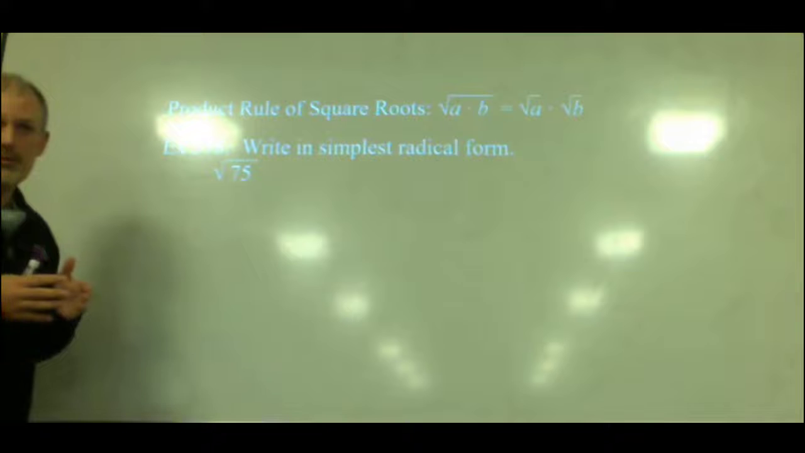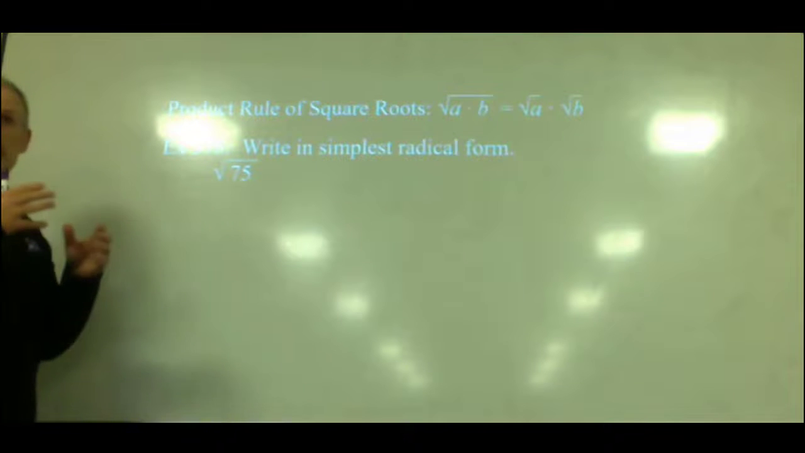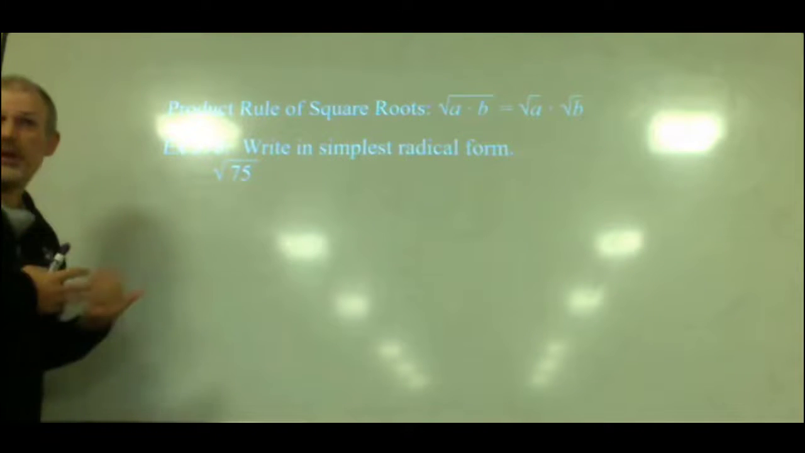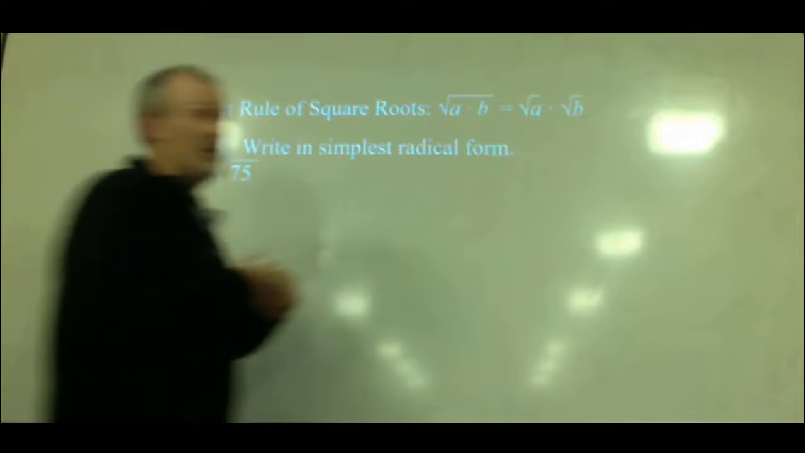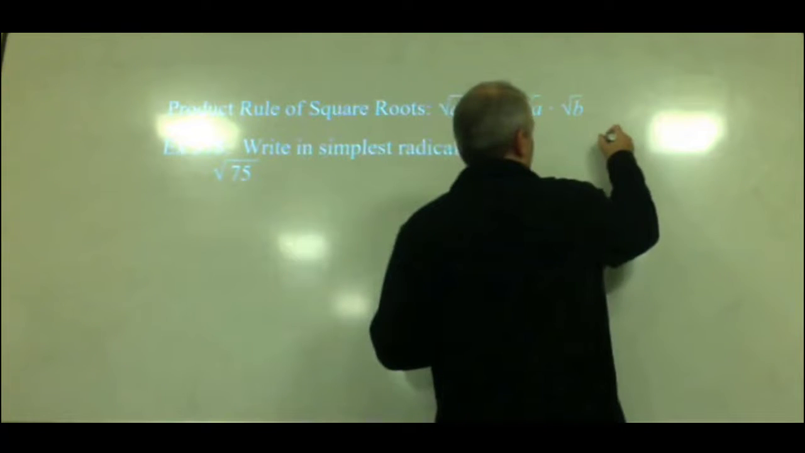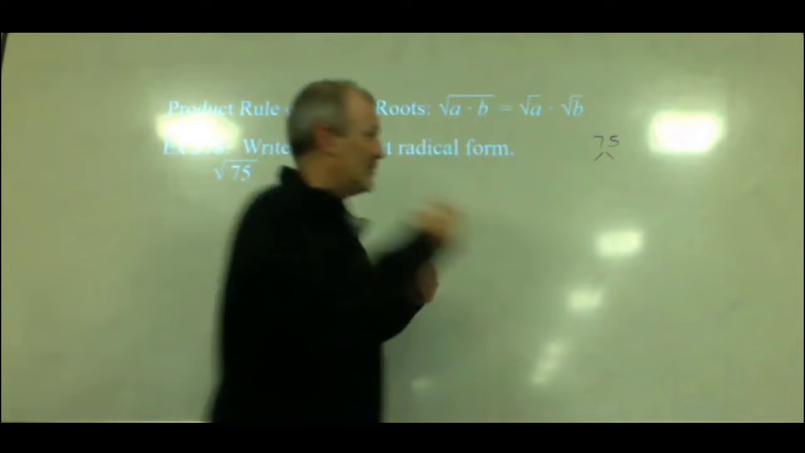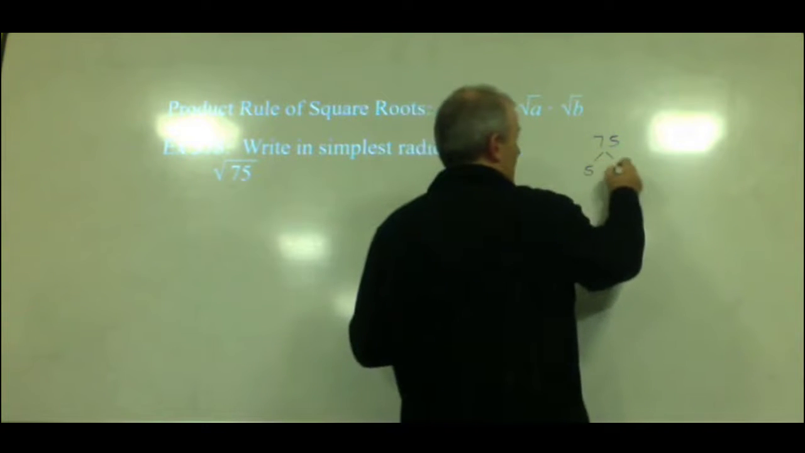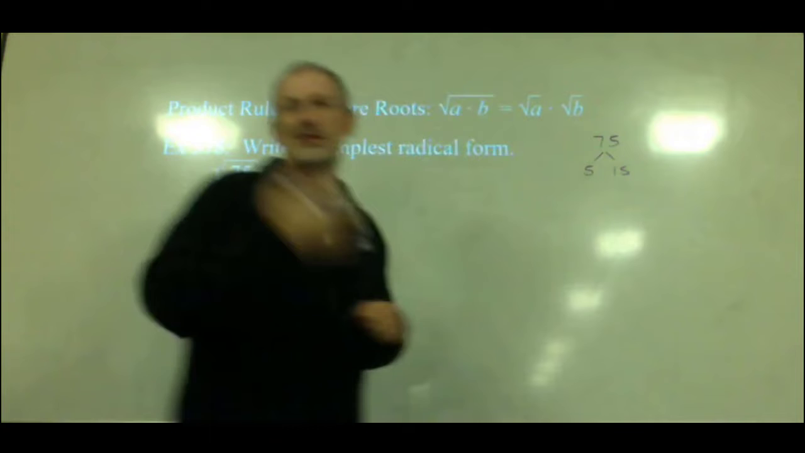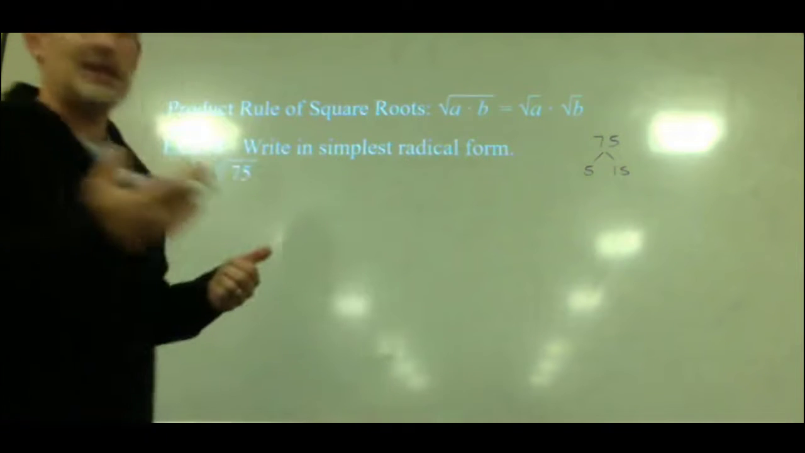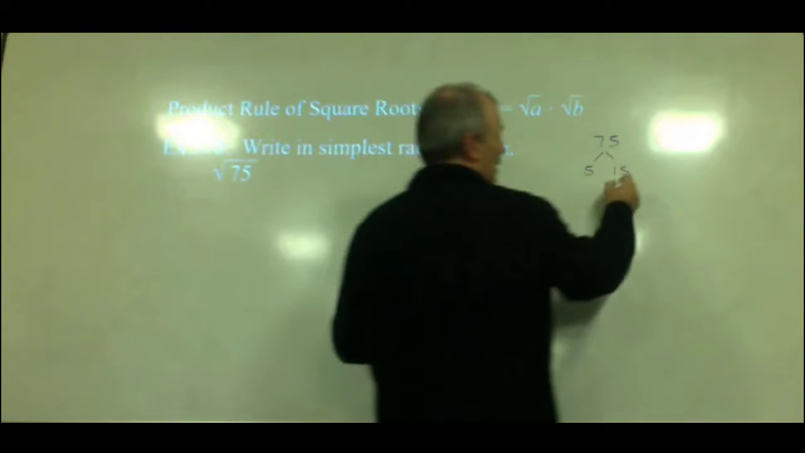So what we want to do first is use prime factors to break up the 75. Okay. So 75, how can we start breaking up 75? Divide by 5. Okay, so 5 times, it ends up being 15. You can just use a calculator, 75 divided by 5, and it'll give you 15. And then how can we break up the 15?